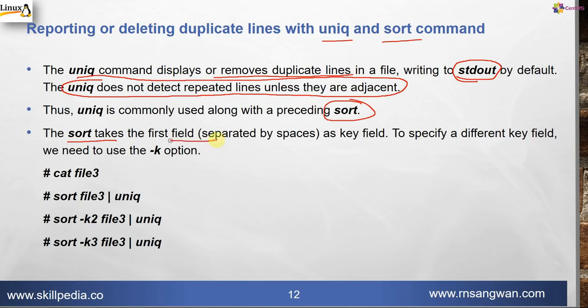Sort takes the first field separated by spaces as the key field. If you want to specify a different field, you can specify -k, that is the key. So cat filename, sort filename, and then uniq with the piping symbol. For a second field you can use k, so you define -k with field number 2. You want to sort on field number 2, and then you specify uniq.